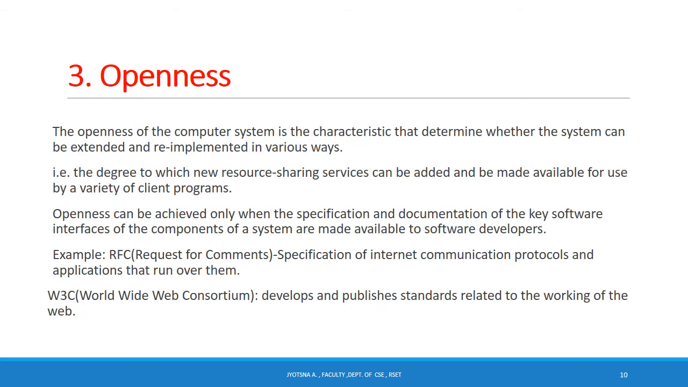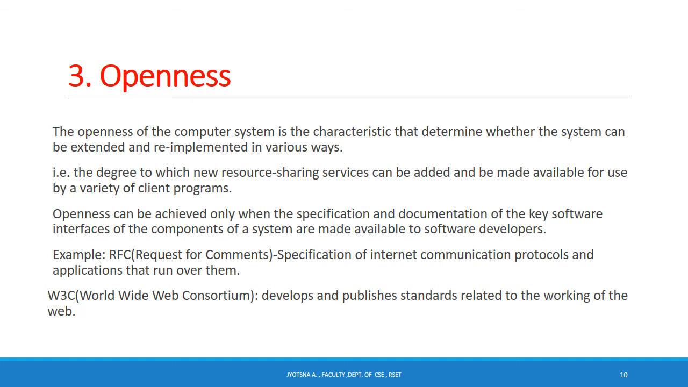Next design issue is openness. The openness of a computer system is the characteristic that determines whether the system can be extended and re-implemented in various ways. That is, the degree to which new resource sharing services can be added and be made available for use by a variety of client programs. Openness can be achieved only when the specification and documentation of the key software interfaces of the components of a system are made available to software developers.